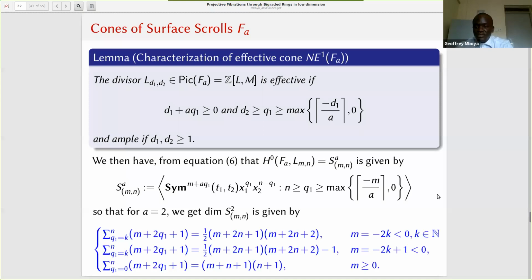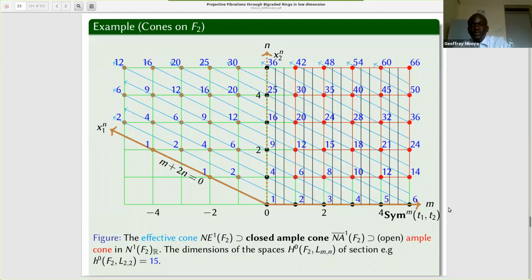So looking at sections of line bundles L, M, N on the surface scroll leads to computation of dimensions, which is indicated down there. This together with the lemma gives us a very nice diagram, a graph showing all the cones on the surface scroll F2, for example. So the ample cone is indicated by the red lattice points, and the closed ample cone is the dark region.